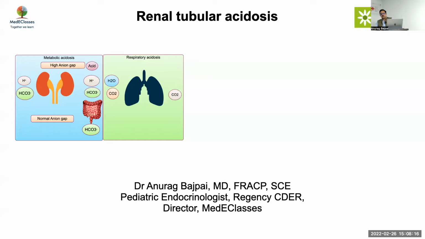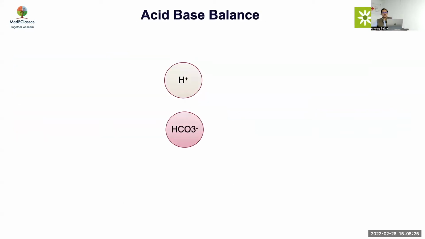Now, as discussed by Dr. Manoj, renal tubular acidosis is basically a case of renal tubular problem causing acidosis. So we need to understand a bit about the overall mechanism by which acidosis will happen.